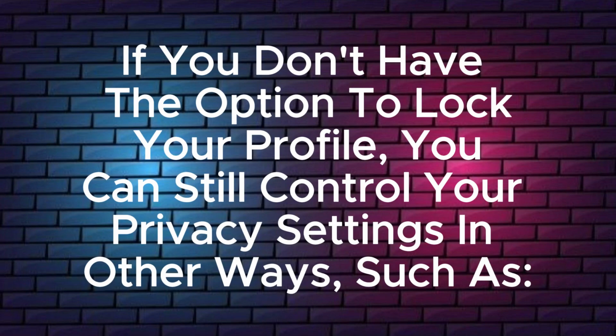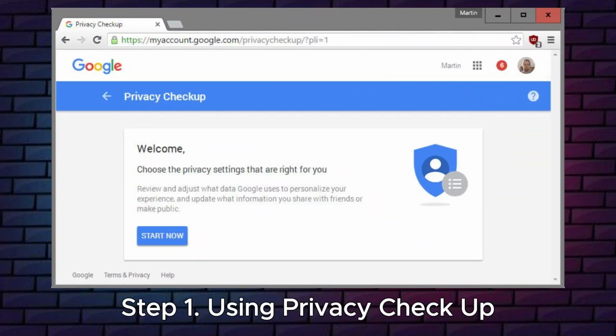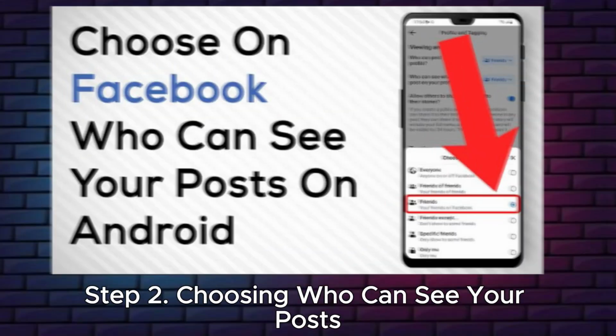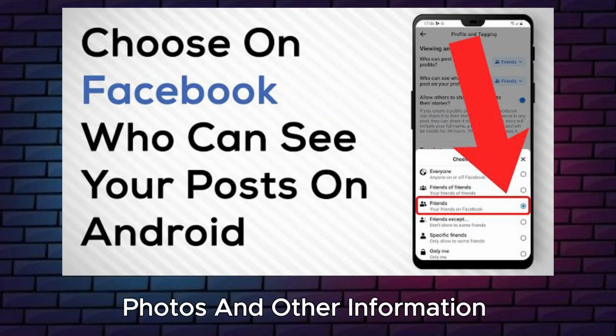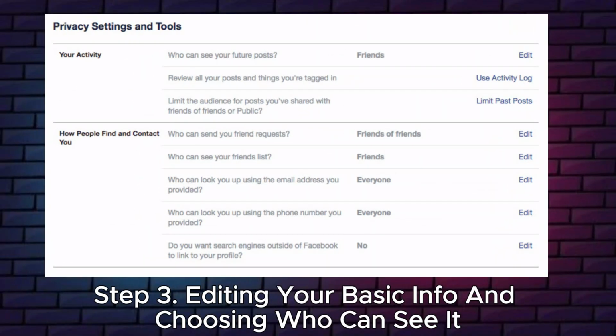If you don't have the option to lock your profile, you can still control your privacy settings in other ways, such as Step 1, using Privacy Checkup to review and adjust your settings. Step 2, choosing who can see your posts, photos, and other information. Step 3, editing your basic info and choosing who can see it.